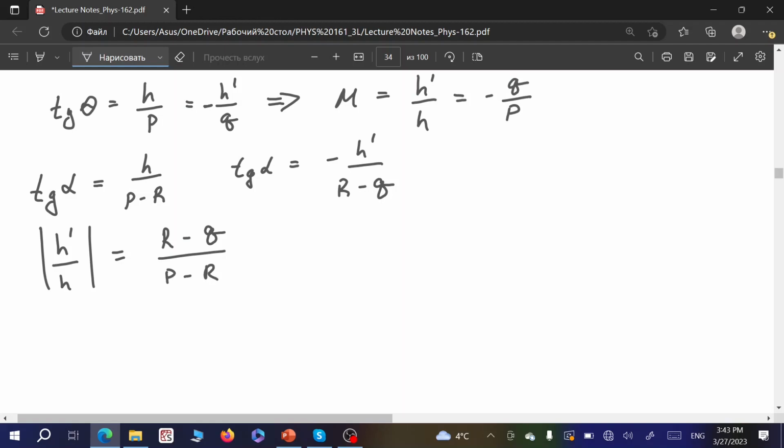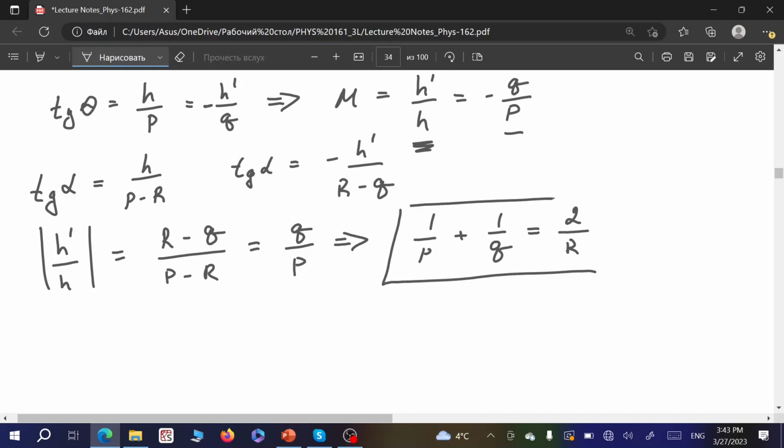We know that this magnification can be expressed as a ratio between q and p. So that's why we can write here that this will be equal to q over p. And now, after rearranging this relationship, we will get 1 over p plus 1 over q, and that will be equal to 2 divided by r. So this is the first form of the mirror equation.